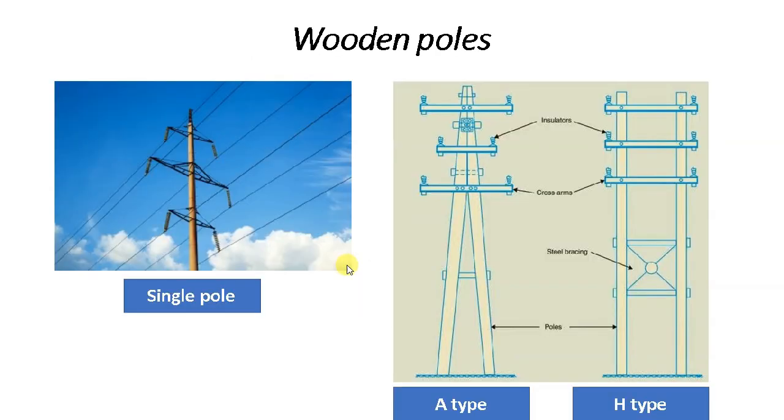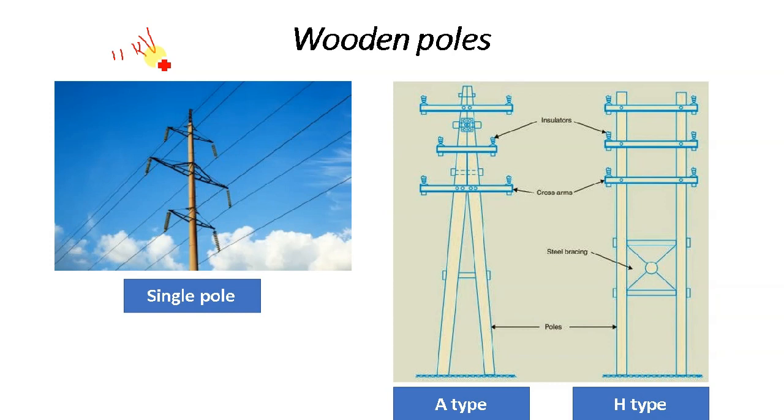So the first one is the single pole structure. This kind of structure is used for low voltage as well as high voltage distribution lines, but only for distribution purposes. The voltage level of such distribution poles is less than 11 kV or somewhere around 11 kV.